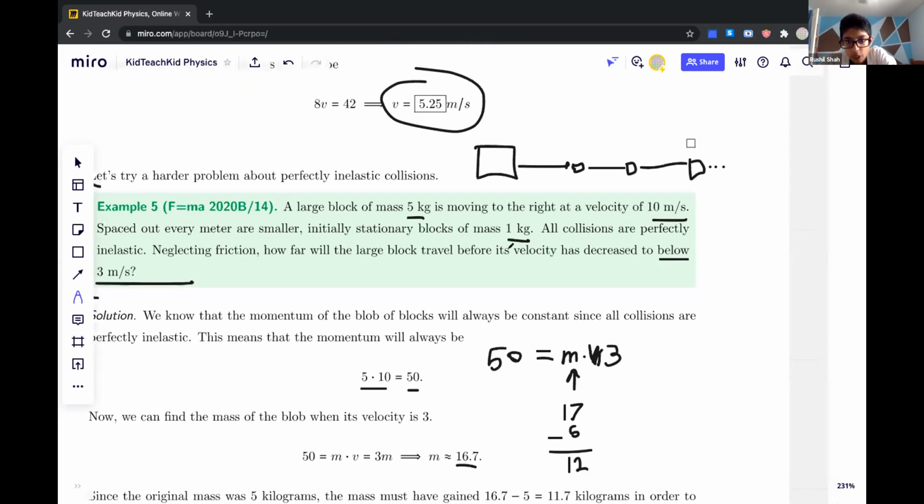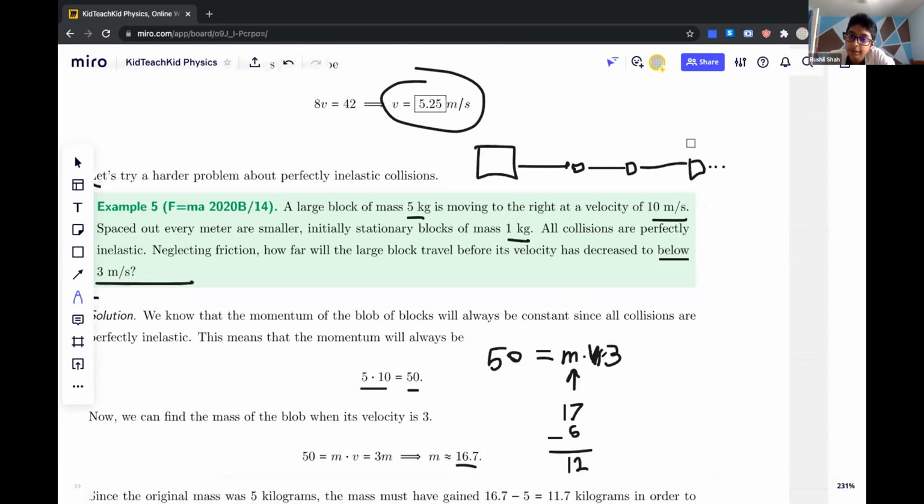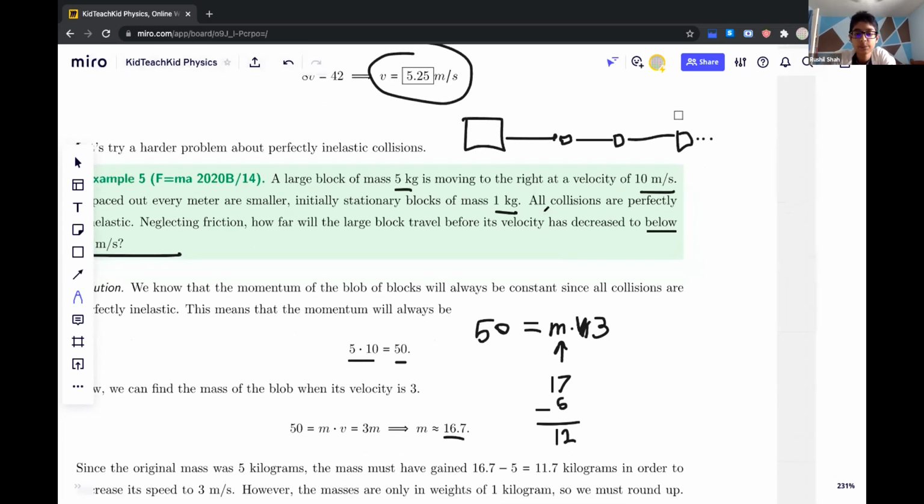And since each block has a mass of 1 kilogram, we must have gained 12 blocks. And then now we just need to find how far the block traveled so that it hit 12 blocks. Since we know that the distance between each block is 1 meter, the distance that the large block had to travel is going to be 12 times 1, which is just 12. So the distance that the block will have to travel is 12 meters.